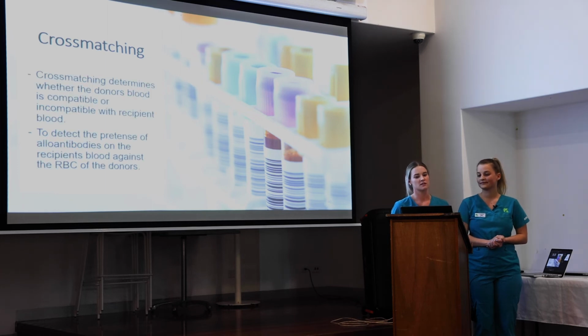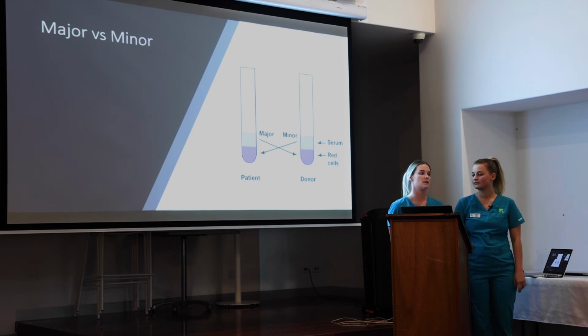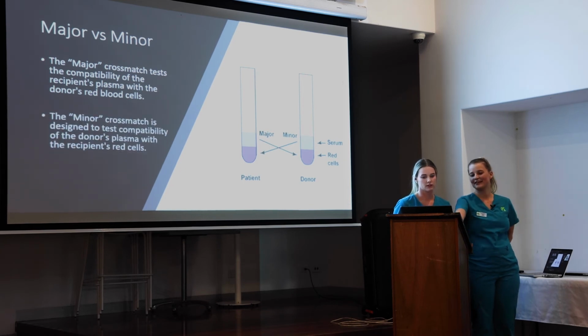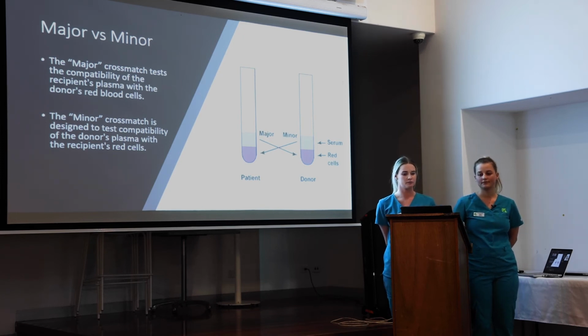There are 2 types of cross-match methods, known as a major cross-match and a minor cross-match. The major cross-match tests the compatibility of the recipient's plasma to the donor's red blood cells. This will essentially show you if there will be an immediate transfusion reaction. Whereas a minor cross-match tests the opposite compatibility, which is the donor's plasma with the recipient's red blood cells. This will determine whether there will be a delayed reaction.